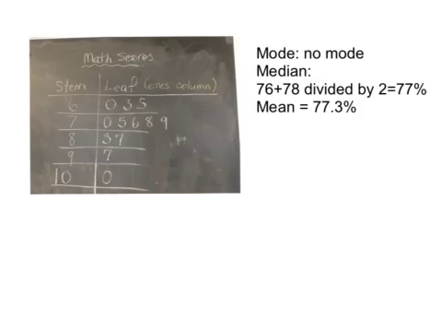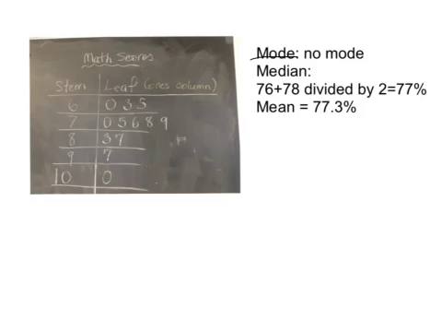Now we're going to use a stem and leaf plot to figure out the measure of central tendencies. So first we're going to do mode. Now mode is that number that repeats itself, and we can quickly look through our data and realize that there is no mode. Median is the central number.